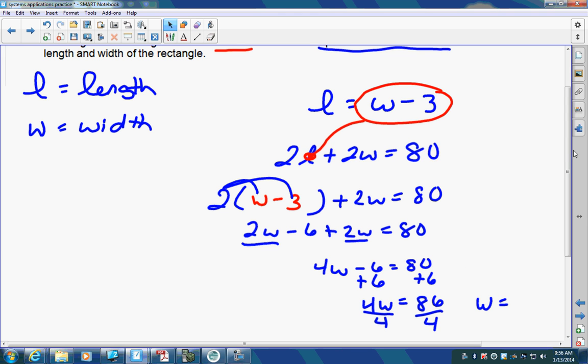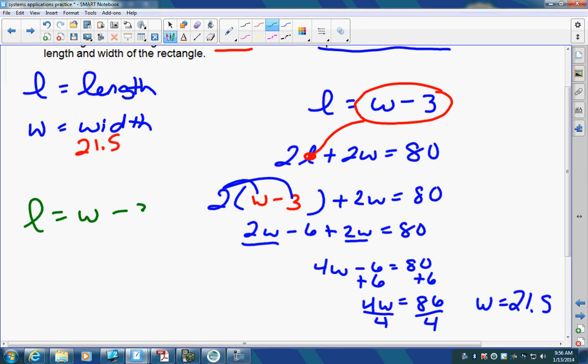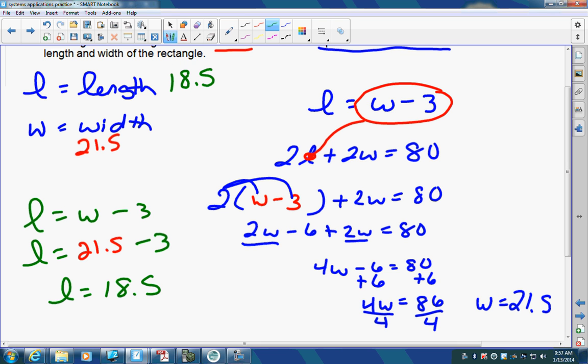Okay, so my length is 21.5. Not my length, sorry, my width. Width is 21.5. So now take your equation. The length is the width minus 3. So if I know the width is 21.5, what's 21.5 minus 3? Should be 18.5.